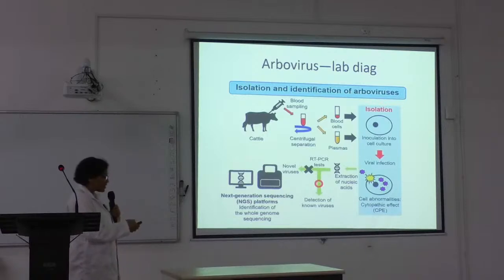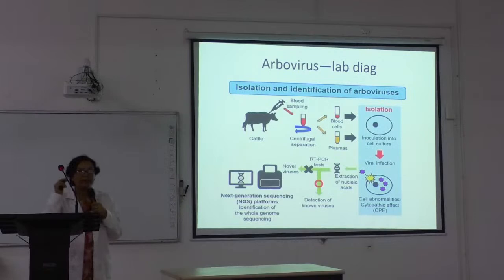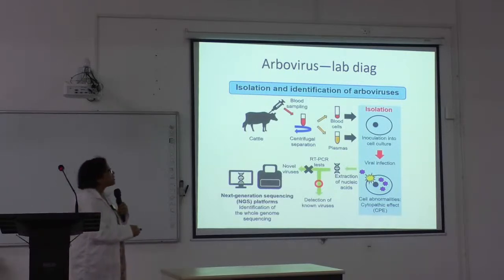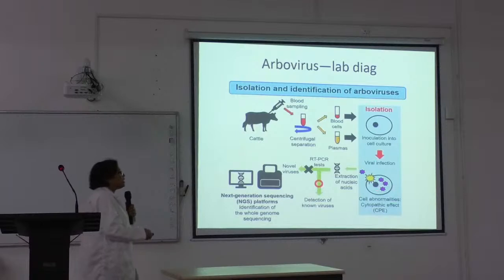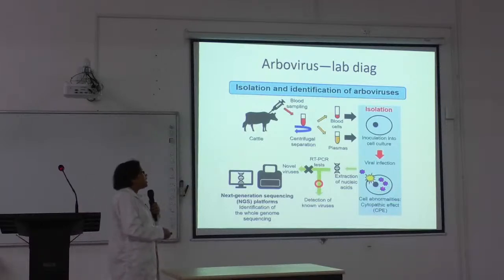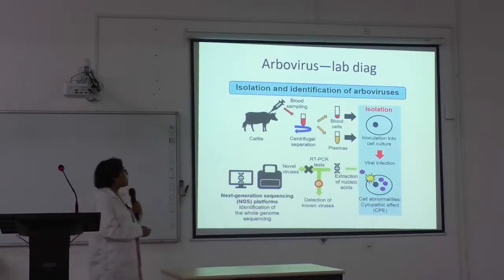Lab diagnosis, you can see PCR method. Blood sample is taken, it is centrifuged, blood cell is there, plasma is there, both are taken for isolation, that means for culture. It is inoculated in the suckling mice brain. It is inoculated for the culture. Then virus is multiplied in the tissue. Then by seeing cytopathic effect, we can diagnose whether virus is present or not. Then if virus is present, nucleic acid is extracted. This is the DNA or RNA. It is extracted, and lastly it is diagnosed by RT-PCR method.